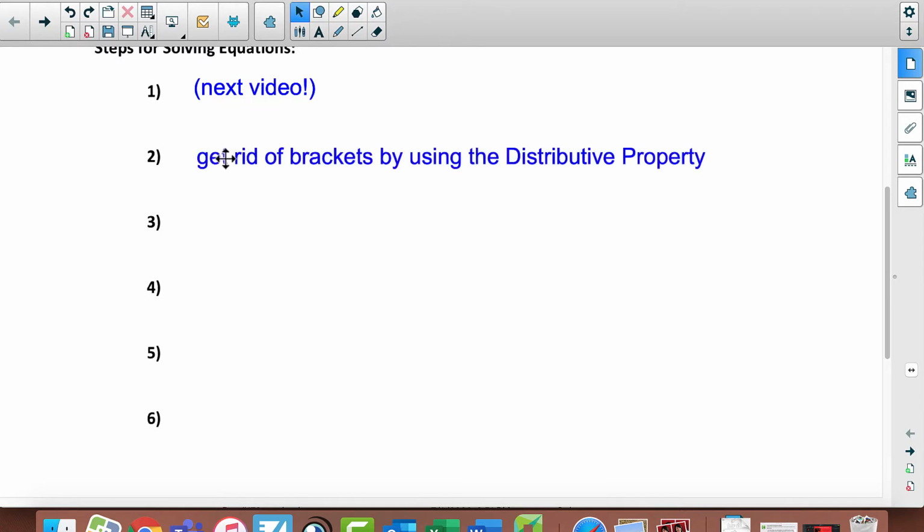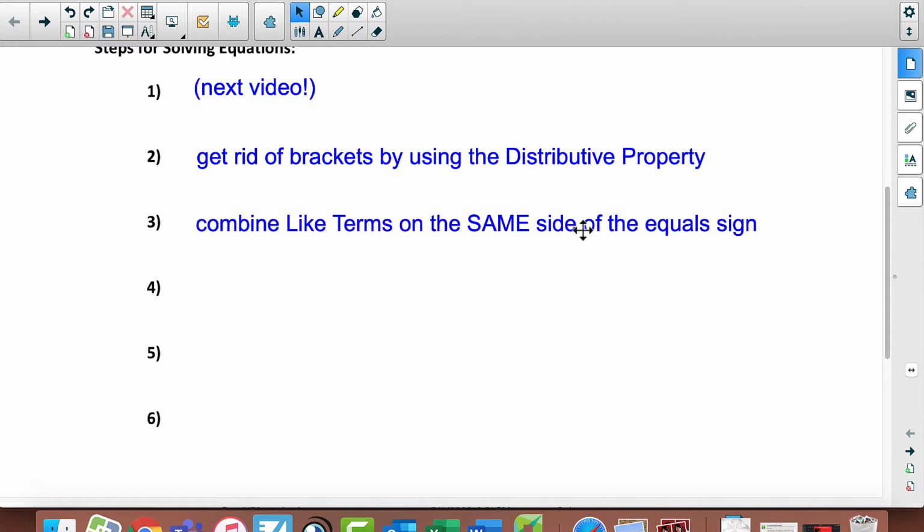Number 2, get rid of brackets by using the distributive property. That's an old step we've already learned, but you will still do that before combining like terms on the same side of the equal sign. Wait a minute, we've done that one too. That's what we did last day. That's when you look on both sides and combine the terms that are like terms.